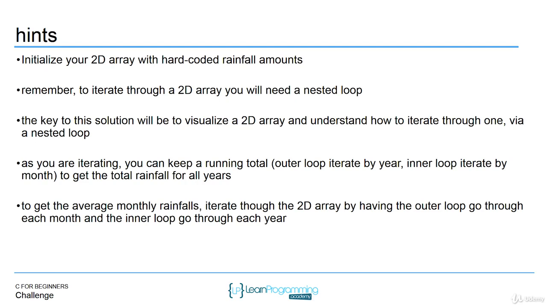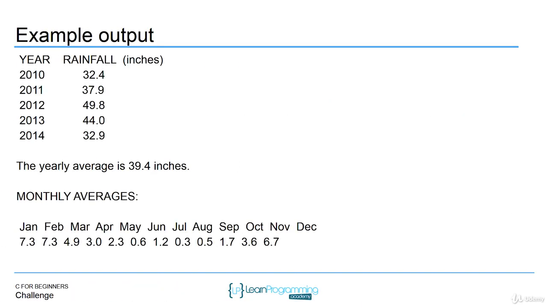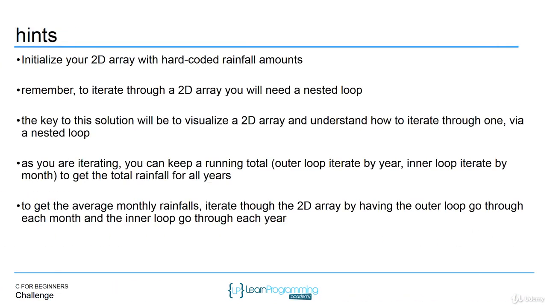And to display the monthly average, you want to have a loop that has the outer loop for each month, and the inner loop goes through each year. All right, and this will give you the monthly averages. So the yearly ones can be in that first loop, and the monthly will be in the second. So that should say to get the monthly average rainfalls.